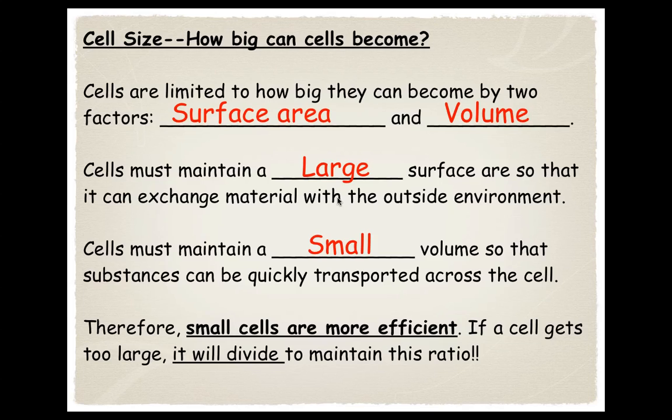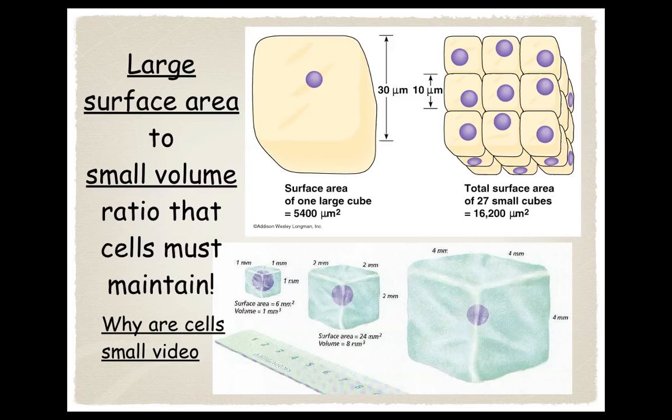Think about if we compare New York City to Abilene. New York's got a lot of volume, a lot of buildings and traffic and people. Takes forever to get across the city. Abilene, not a lot of volume. Doesn't take too long to get across the city. So if you're a cell, you want to be like Abilene, small volume. Doesn't take too long to get across the cell. So small cells are way more efficient, okay?